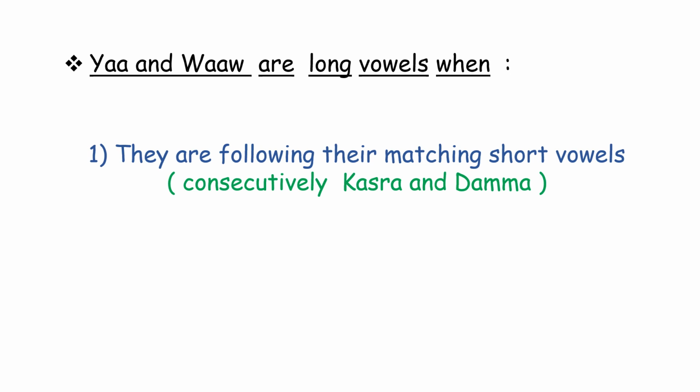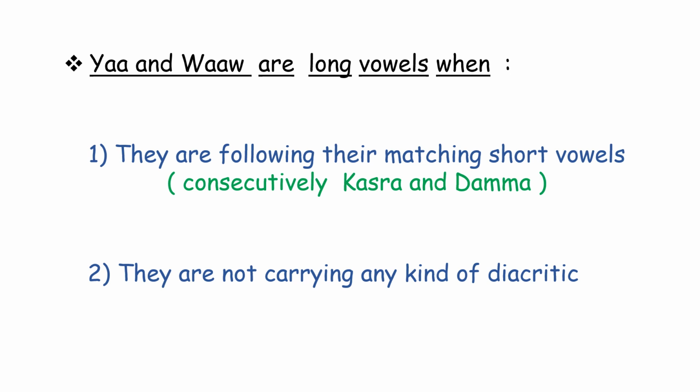Now let's recapitulate these two conditions before moving on to our exercises. So, ya and waw are considered as long vowels when they are following their matching short vowels. In other words, ya should be following a letter in conjunction with a kasrah, and waw should be following a letter in conjunction with dhammah. That's condition number 1. For the second condition, ya and waw should not carry any kind of diacritic whenever they are acting as long vowels.